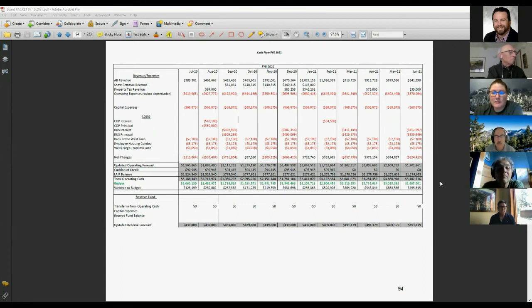Any questions on cash flow? No, it's just great. Okay, we'll move on then to known budget variances.